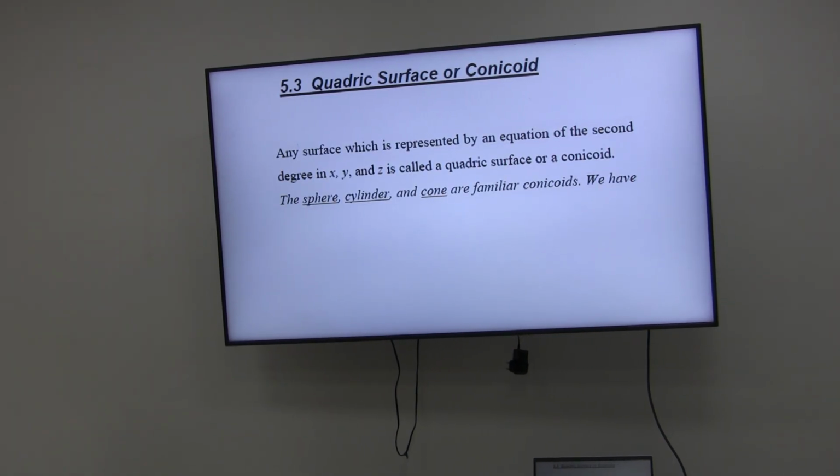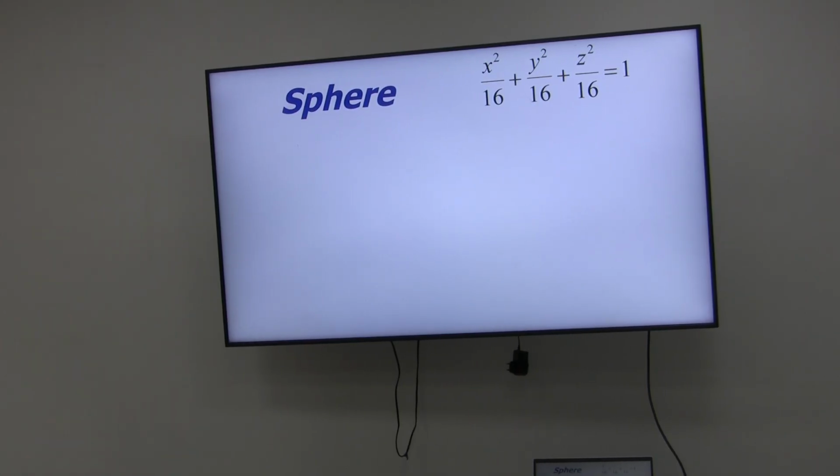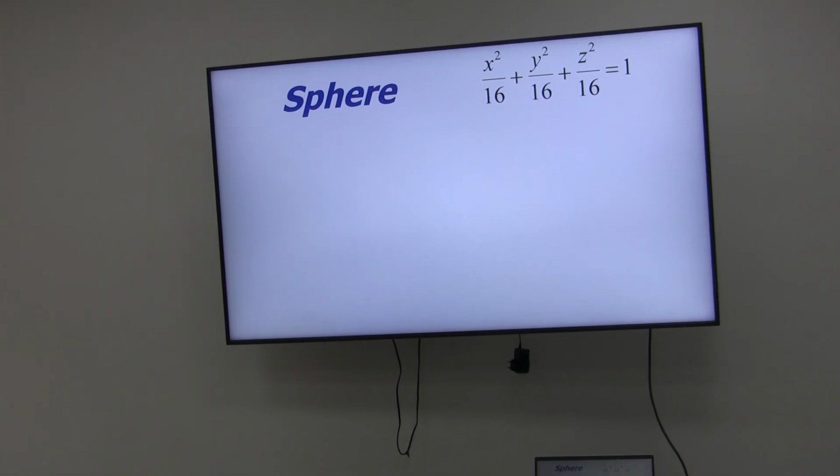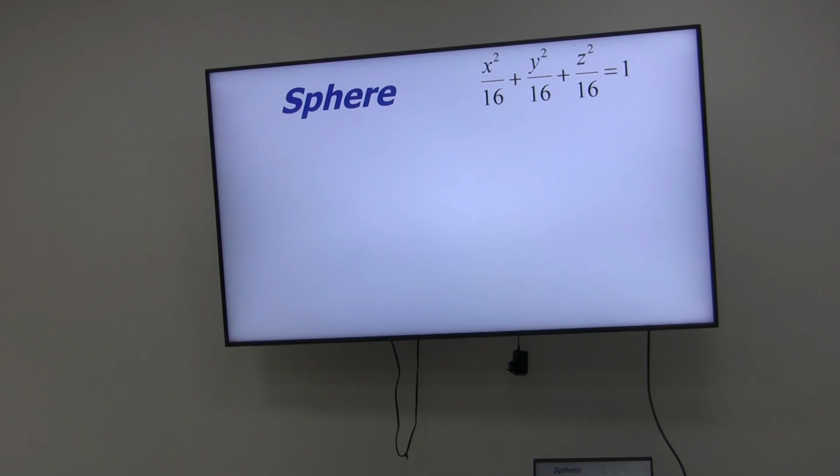Quadratic surfaces and conicoid: any surface which is represented by an equation of second degree. We already know this, so skip it. The sphere we already know. Now look at this equation. What is it? A sphere. Why a sphere, why not an ellipse? Because a, b and c are equal to each other, right? So that's a sphere. And the radius? 4, and the center at zero. So the center is 0 0 0 and the radius equals 4.